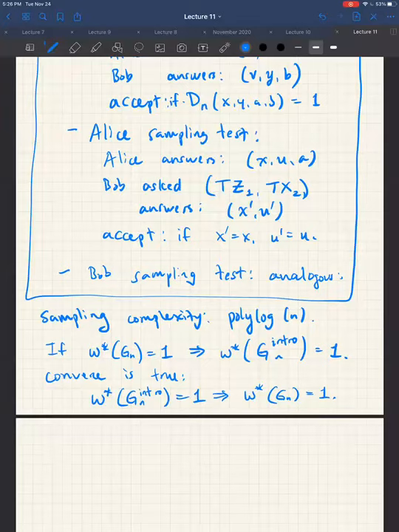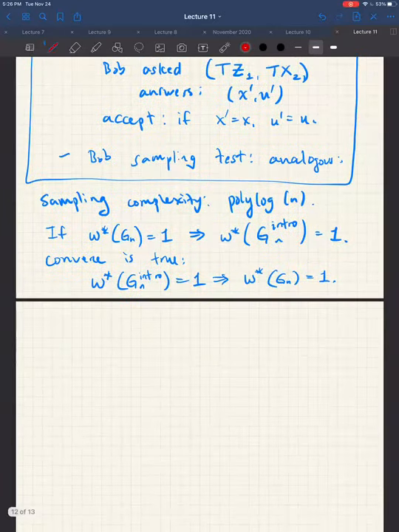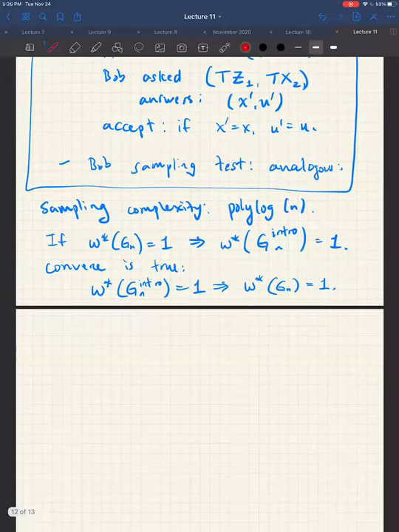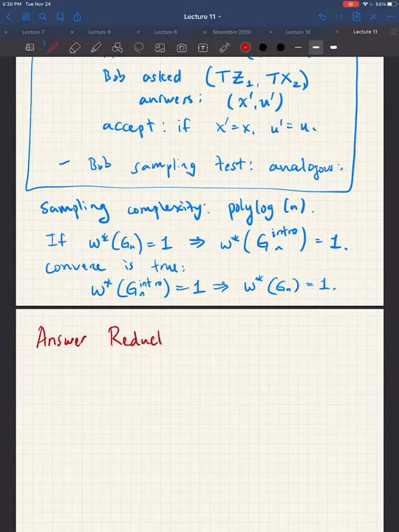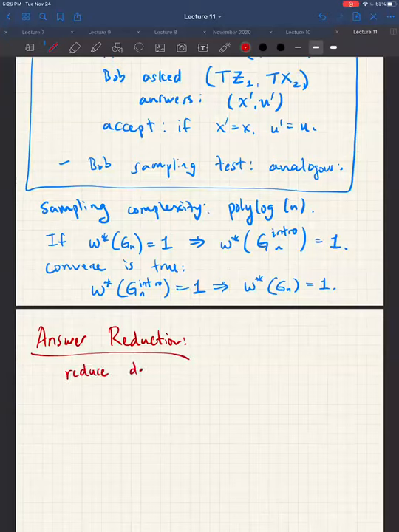Any questions about question reduction? Okay, so let's go to the second part, which is now we need to reduce the decision complexity.